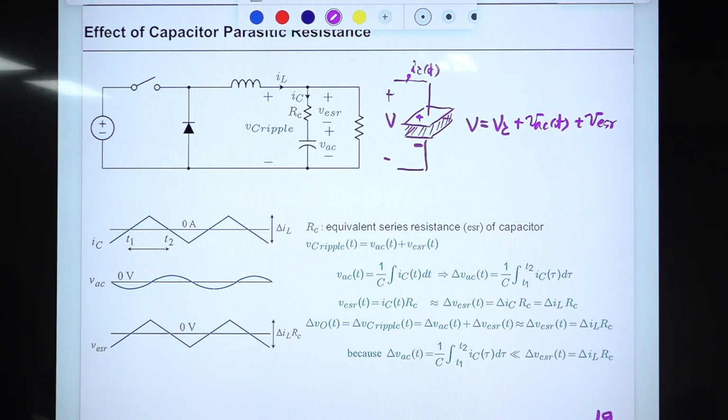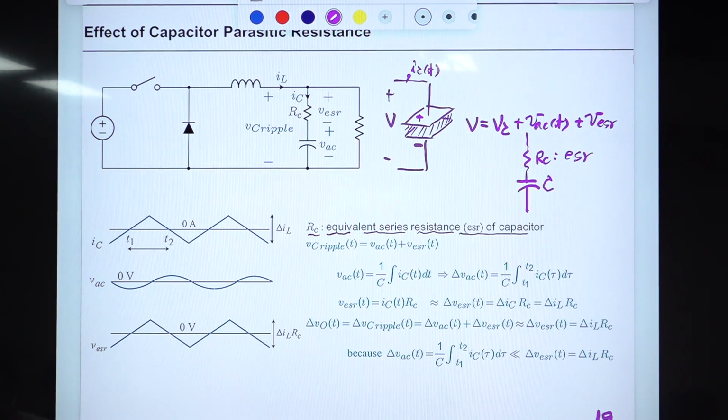So in terms of the equivalent circuit, we use this one. We use additional resistance. This is the capacitance of the capacitor. This is RC, called ESR. ESR is this one, equivalent series resistance of the capacitor.